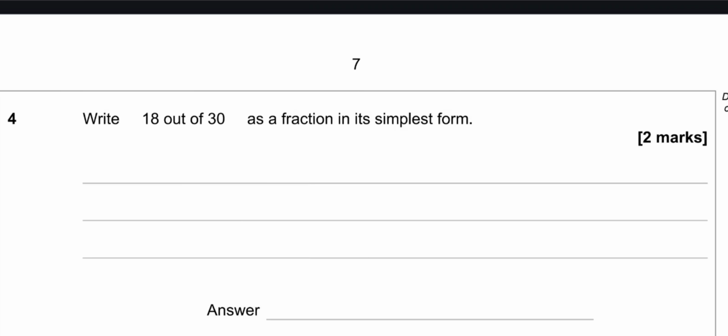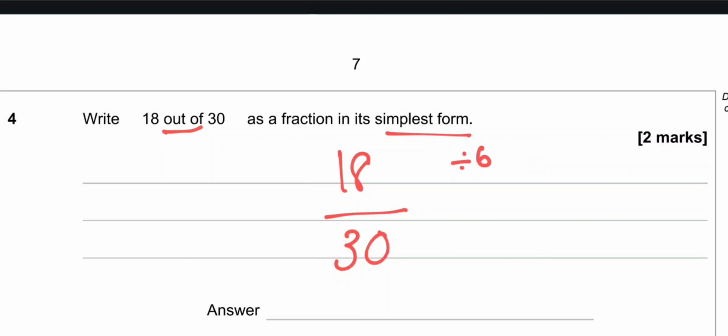18 out of 30 as a fraction, and then we'll simplify it for our second mark. So out of is just the line in a fraction. So we go 18 out of 30. There's the first mark. Simplest form just means we need to divide the top and the bottom by the same number till we get the smallest version, 3/5, 3 over 5.